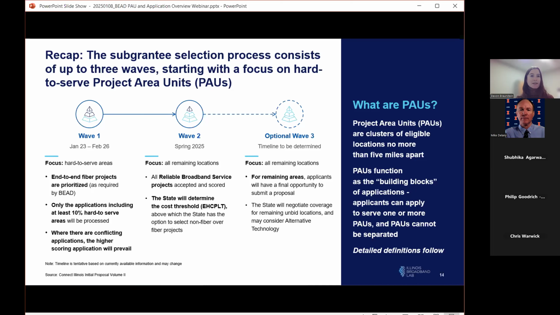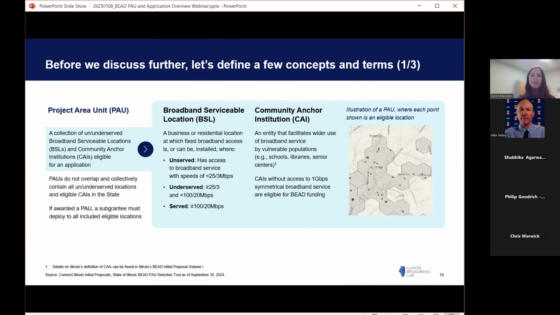So PAUs, as a reminder, if you were on our webinars over the summer, hopefully this is review. But PAUs are clusters of eligible locations no more than 5 miles apart, and they function as the building blocks of applications. So applicants can apply for as few as one PAU and as many as all of the PAUs. You just cannot split them apart, at least in those first 2 waves. So a little bit more detail on what we mean when we're talking about PAUs.